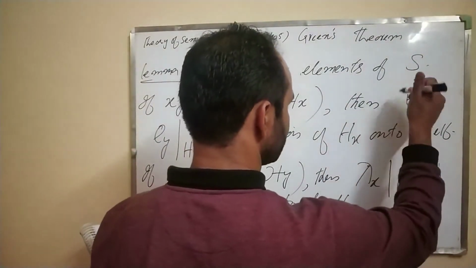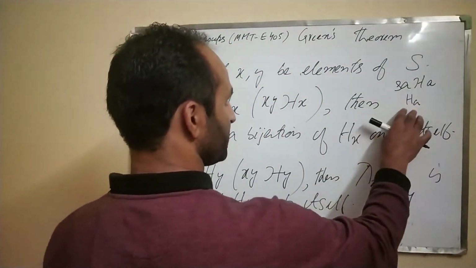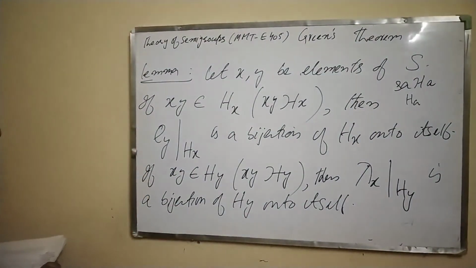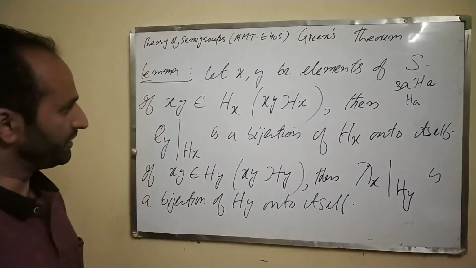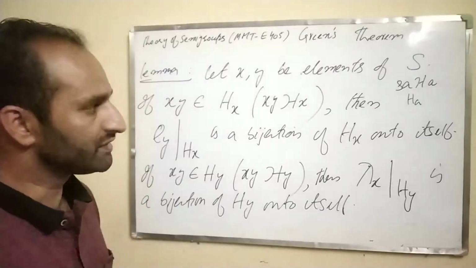Let me write here SA. If SA is H related to A, then there is a bijection from HA onto itself again. So it follows from our previous discussion. We have already done this. So this lemma follows trivially, or you can say it follows from the lemma which we had done in the previous lecture.